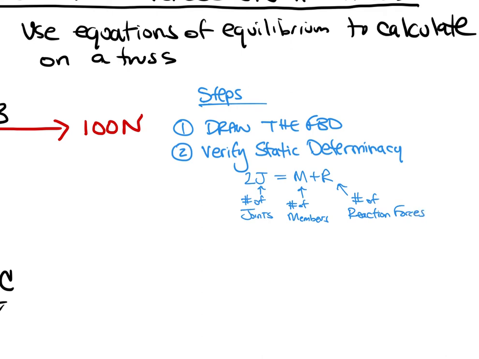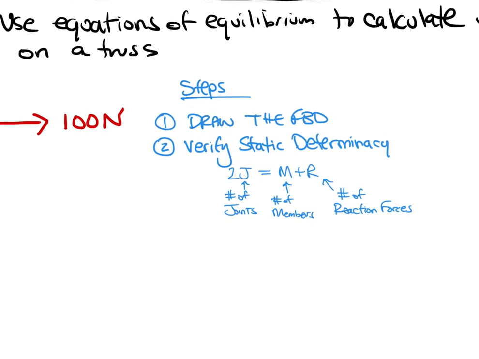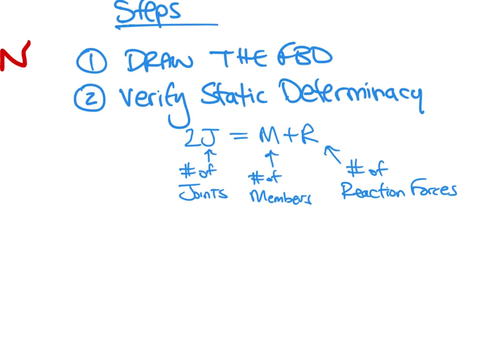So the reason we draw our free body diagram first is because it's going to show us our reaction forces. Okay? You can zoom in just a little bit more if you need it. So step number 1, we'll draw the free body diagram of the truss. We'll verify static determinacy. Again, that's going to tell us that we can actually solve the truss. The truss is solvable. We're going to have enough equations for the number of unknowns we have.